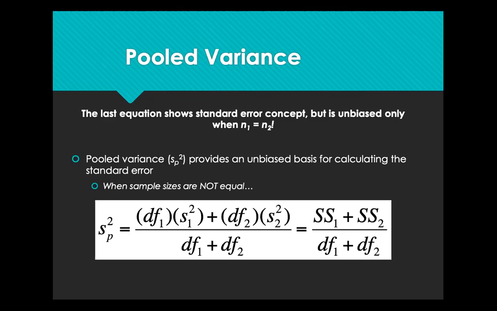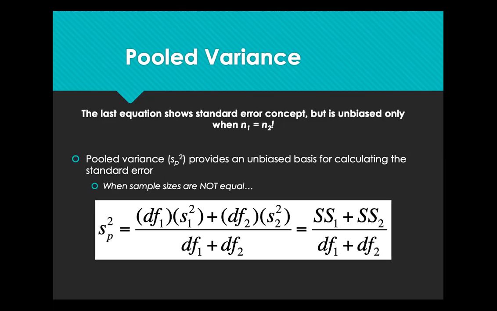Let's say we sampled 17 men and 14 women. In that case, the error for the men needs to be weighted more heavily than the error for the women because the sample of men is larger, okay? And so this is corrected with something called pooled variance.